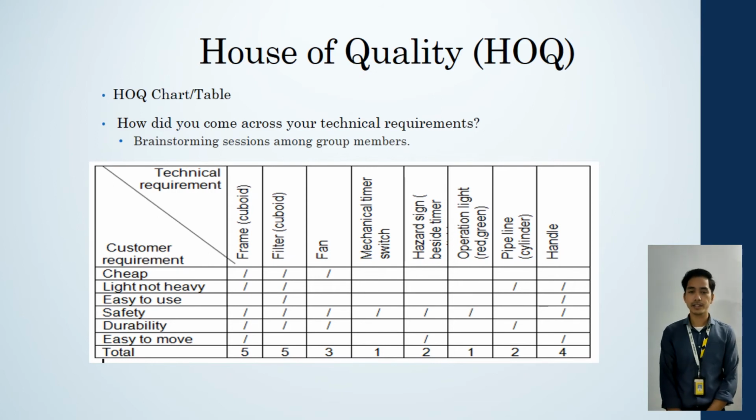Examples are light, not heavy, easy to use, safety, durability, easy to move, and don't forget the technical requirements that must be in our project. The frame must be in keyboard, the filter must be in keyboard, and the fan is the important thing for ventilation. Also a mechanical timer, hazard signs, operation light, red and green to know whether the machine is operating or not, pipeline, cylinder, and a handle to be easy to move.